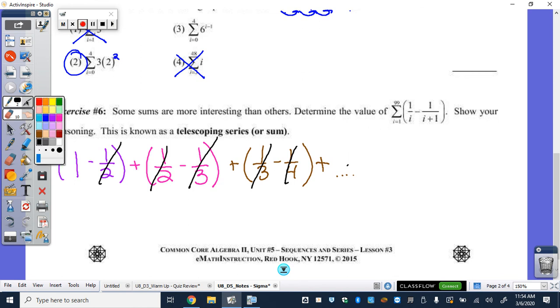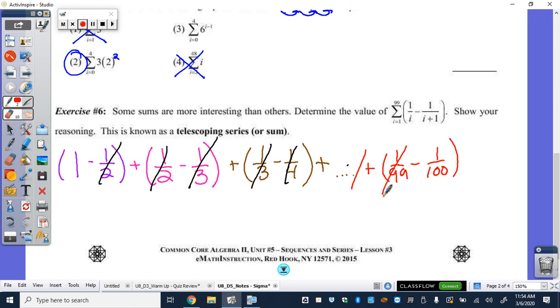So if I get to my last term then, plugging in my 99, I would have 1 over 99 minus 1 over 100. But for my 98th term, I would have had my negative 1 over 99. So that would cancel. So then we're left with 1 minus 1 over 100. Which would give us 9,900.